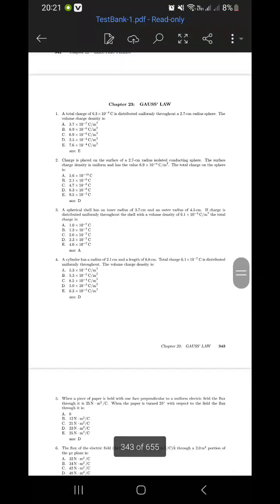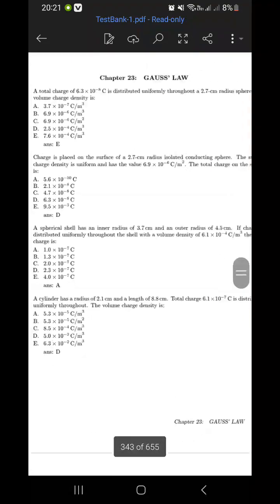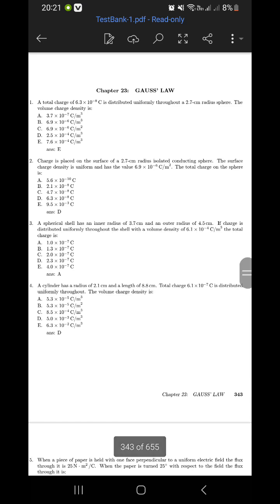The charge is placed on the surface of a 2.7 centimeter radius isolated conducting sphere. The surface charge density is uniform and has the value 6.9 times 10 to the power of negative 6 coulombs per meter squared. The total charge on the sphere is D, 6.3 times 10 to the power of negative 8 coulomb.